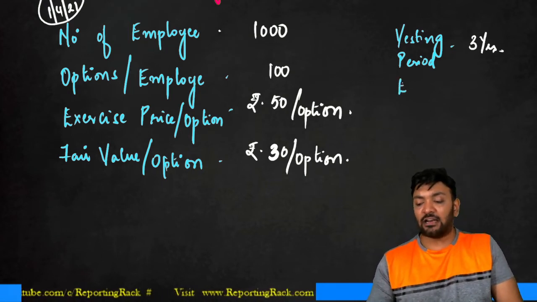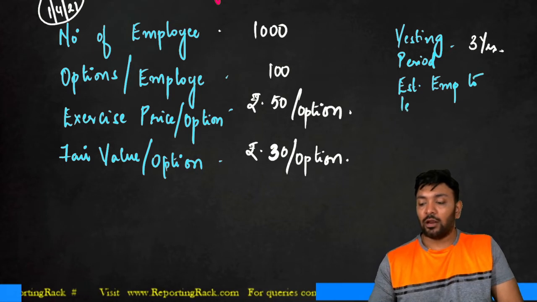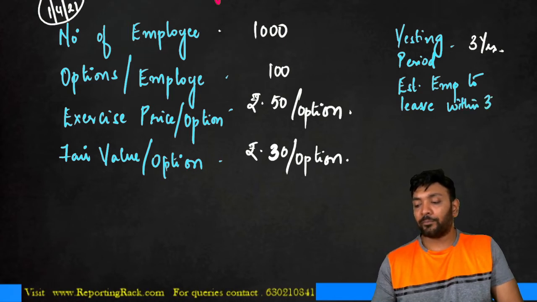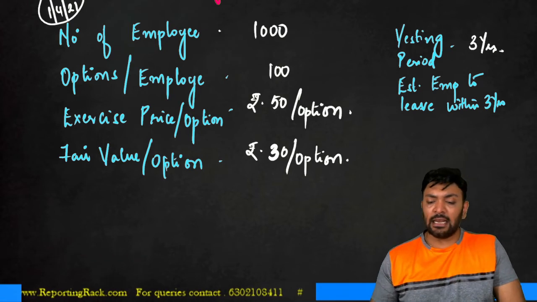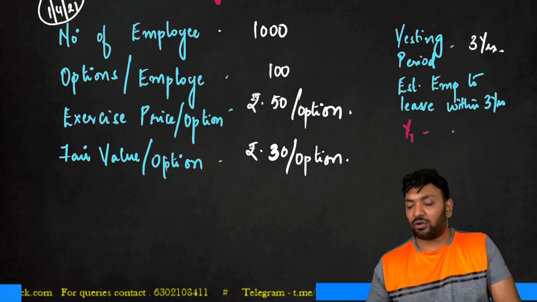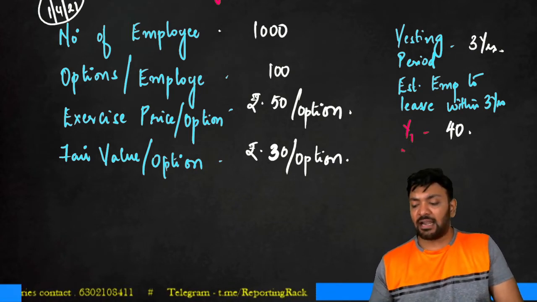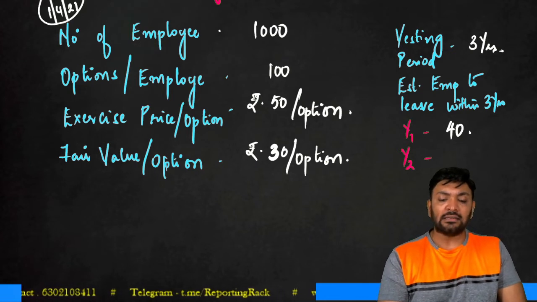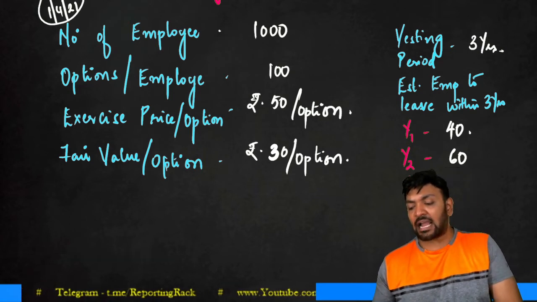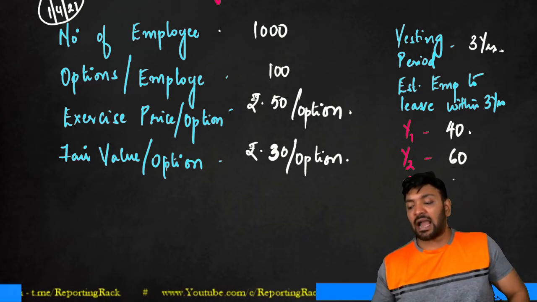Estimated employees leaving the organization within 3 years. In year one, I estimate that there will be about 40 employees who leave. In year two, I am estimating that at least 60 will leave. But finally, when it came to year three, the actual number of employees who left the organization without completing the 3 years of continuous employment was actually 75.